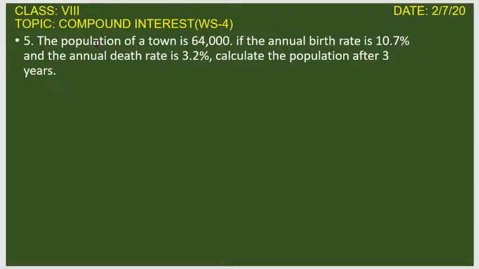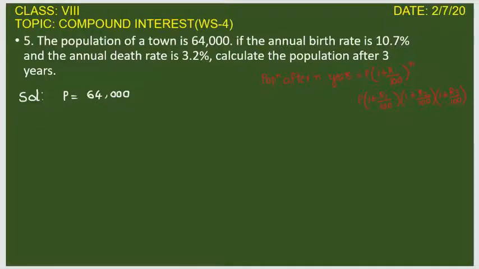So here the initial population 64,000 should be taken as P, and annual birth rate is given, that is 10.7%. Due to birth, there will be increase in population. So this rate should be taken as rate of growth. Due to death, there will be decrease in population. So this rate should be taken as rate of depreciation. Now we have to calculate the population after 3 years. Now we have to select the formula, children.